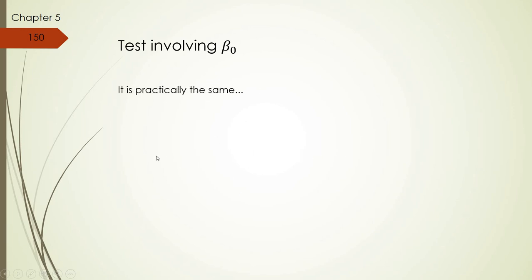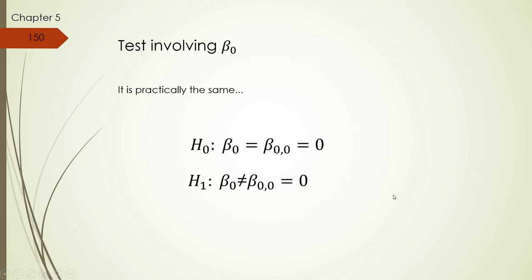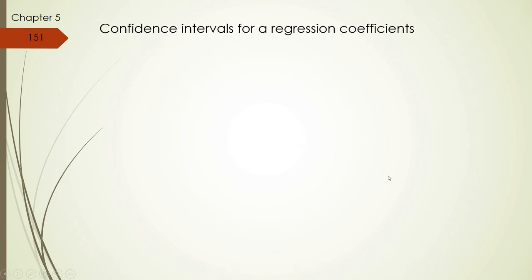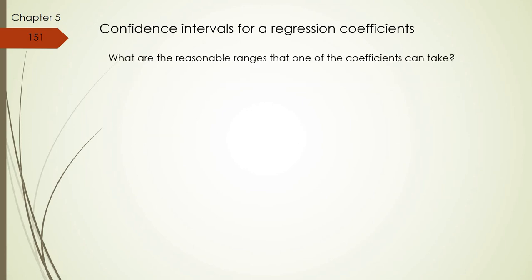When we are testing beta 0, it is practically the same. Usually we are testing if it's equal to 0 or not. And now we go to the next title, which is confidence intervals for regression coefficients. We actually want to answer this question: what are the reasonable ranges that one of the coefficients can take in the population?